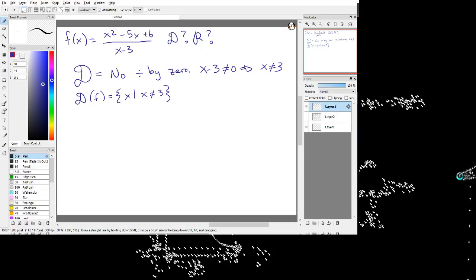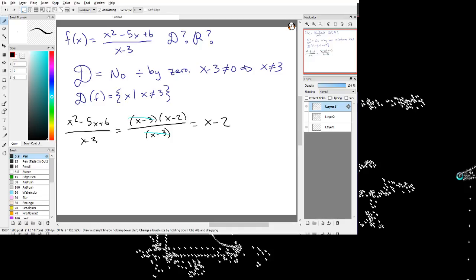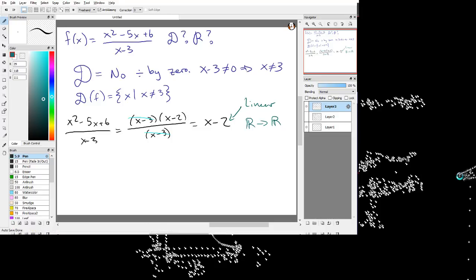The range is a little bit trickier. We've got to see what can come out of this function. And for that, I'm going to take this f of x right here. I'm going to factor it. And this top factors into x minus 3 and x minus 2, and it's all over x minus 3. These then reduce. So we'll be left with x minus 2, which is linear. And something that's linear maps R to R, takes all the reals and spits out all the reals if we've got a line. But there's a gap when x equals 3.